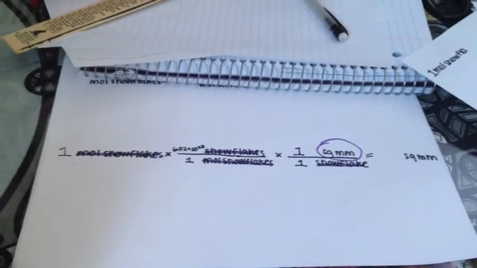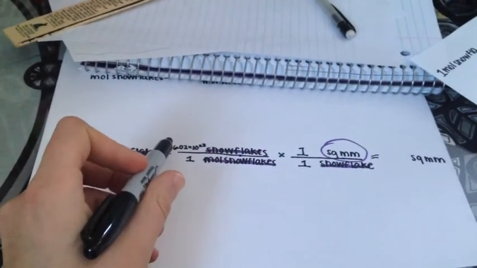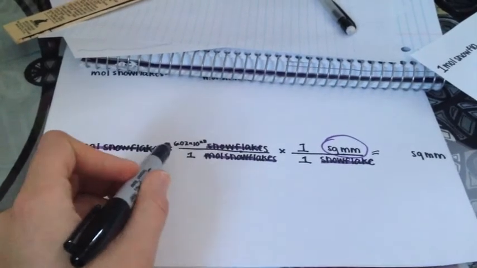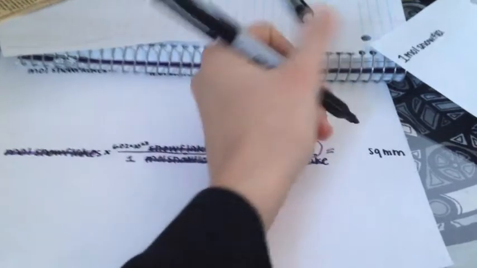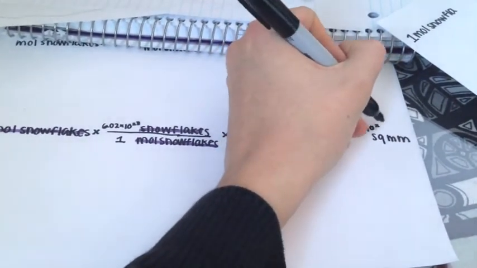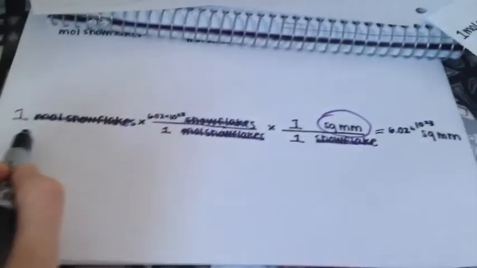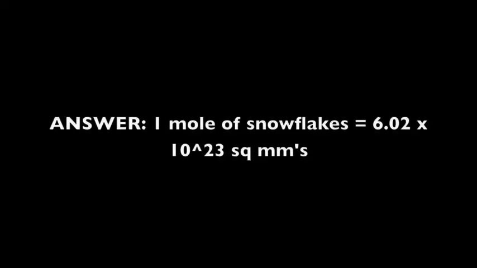We see, either by using our brains or our calculator, that 1 times 6.02 times 10 to the 23rd over 1 times 1 over 1 is 6.02 times 10 to the 23rd. When we match this up with our said leftover unit, our answer is that 1 mole of snowflakes is 6.02 times 10 to the 23rd square millimeters. Awesome! 6.02 times 10 to the 23rd square millimeters of snow to sled in!